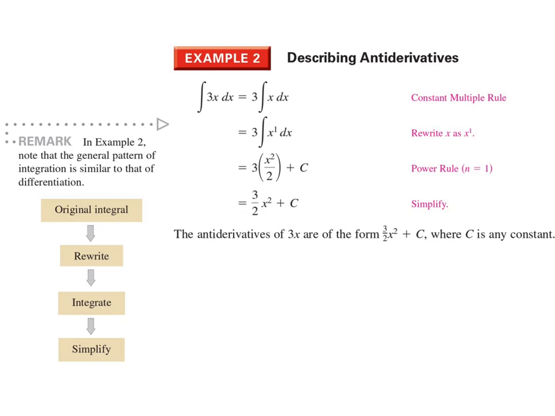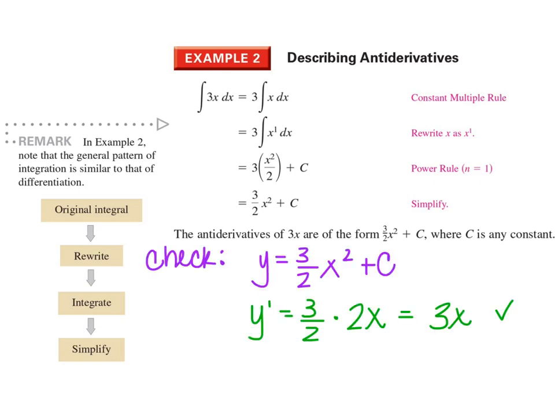And those steps are summarized right here. So original integral, rewrite it, integrate it, and simplify. And as you begin to practice taking integrals, I would offer for you to check. So I take my end result here, my end integral, and I take the derivative to see if I end up with 3x. And so that 2 comes down, multiplies by 3 halves, and those cancel to just become 3x. So I did it right.